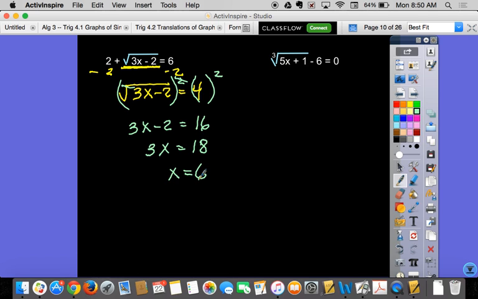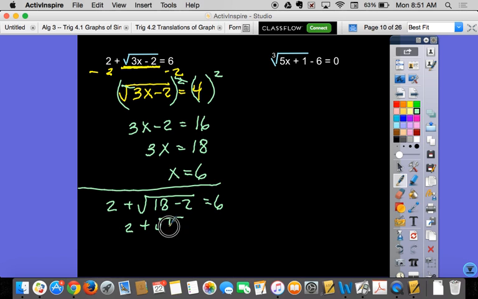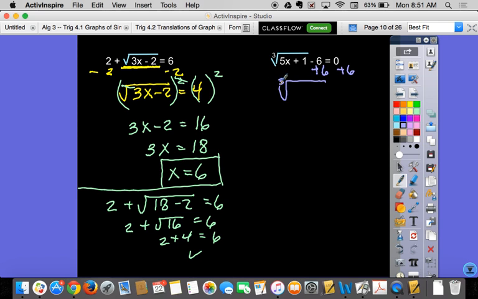It would behoove you at this point to check your answer. 2 plus 3 times 6 is 18 minus 2 equals 6. So 2 plus the square root of 16 equals 6. So 2 plus 4, yes, that works. So it is a legitimate answer. Keep it. All right, come over here, do the same thing. I have to move my 6 first before I go through and cube. Don't lose the cube now. It means something totally different if you lose your cube.